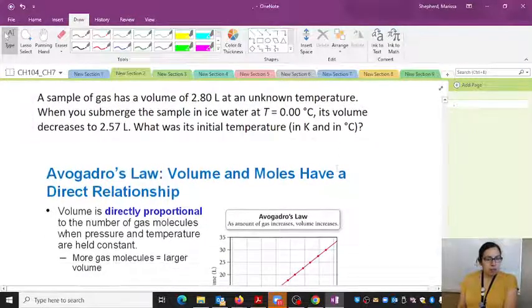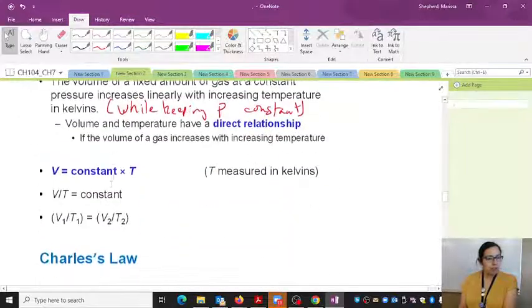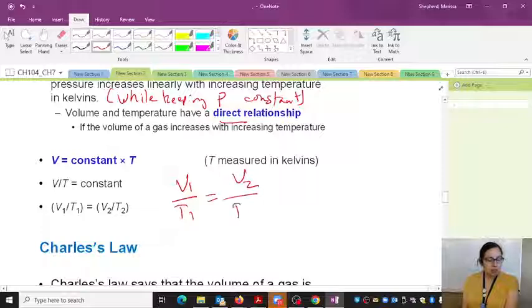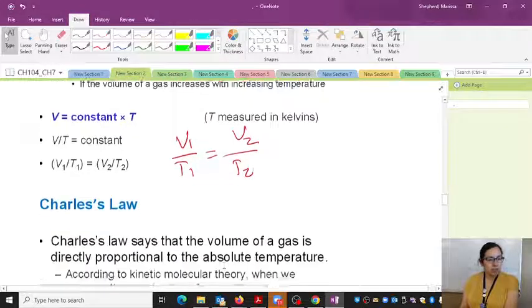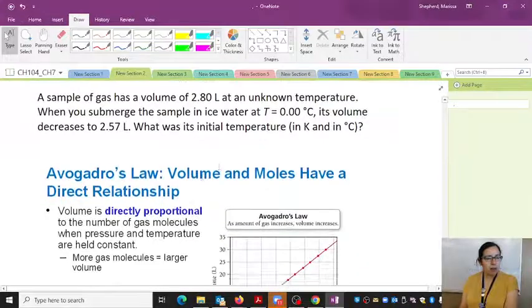All right, so let's do a little practice problem. And so don't forget our formula. So now it's a little bit different in the sense that they're over one another since they have a direct relationship. So that means V1 over T1 is going to be equal to V2 over T2. So now see if you can try our practice problem.